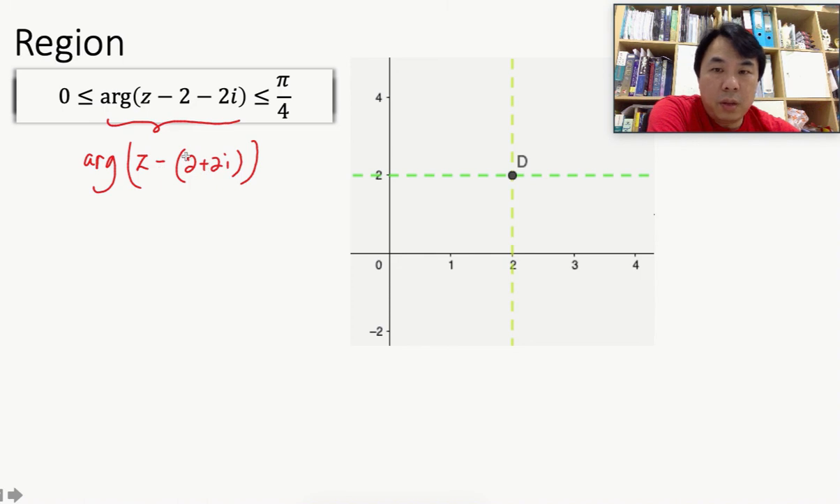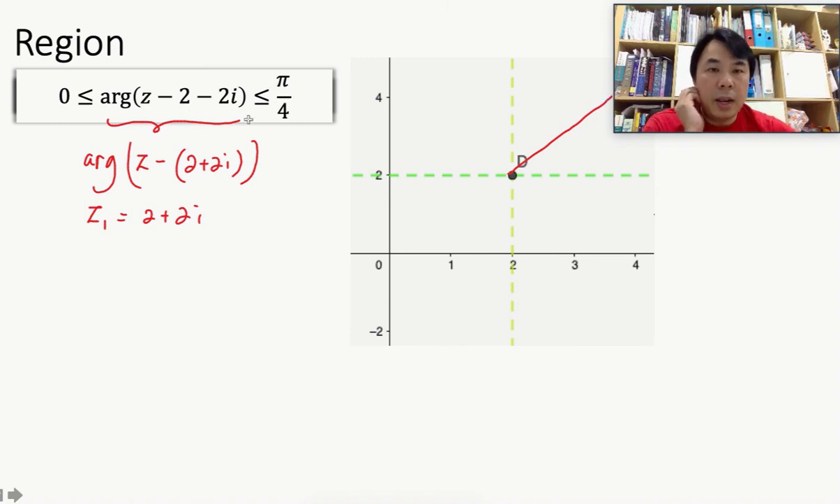So the point of reference in this case is the fixed point 2 plus 2i. So 2 plus 2i is point D here, according to my marking. Okay, and then this horizontal line will be our new real line to measure the angle. So we are measuring 45 degrees with respect to this point, with respect to this green horizontal line. And then therefore the line will be somewhere here.